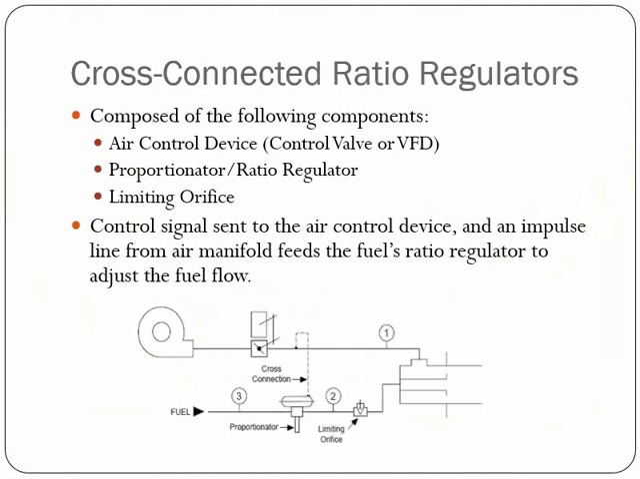The limiting orifice, which is downstream, is a fixed device, and when setting these up, you would typically throttle your air up to high fire, and then you would open or close that limiting orifice and fix it so that you get the proper air-fuel ratio at the high fire set point.